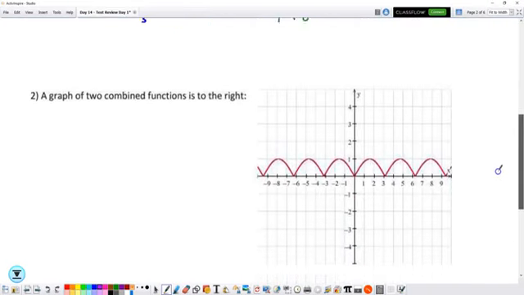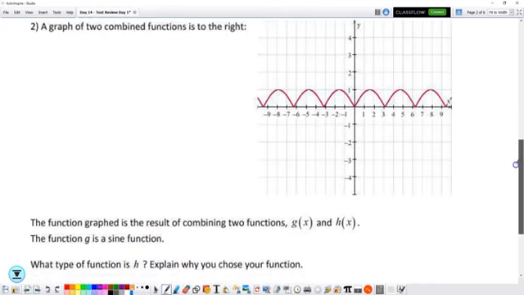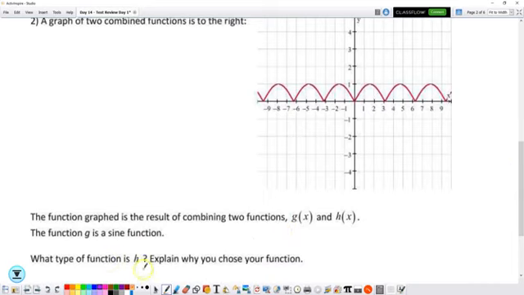The graph of two functions is combined to the right. The function graph is the result of combining two functions, g and h. G is a sine function. What type of function is h? Explain why you chose your function.